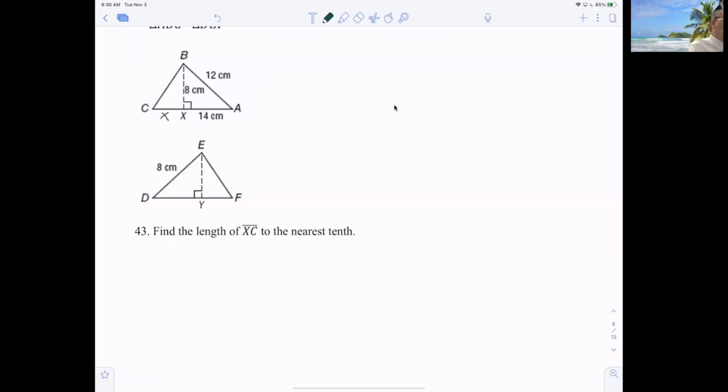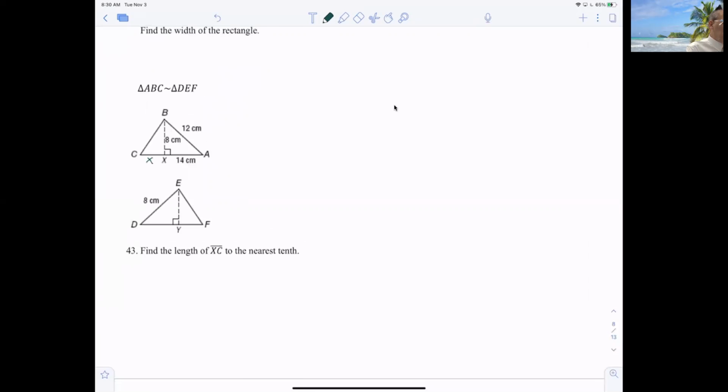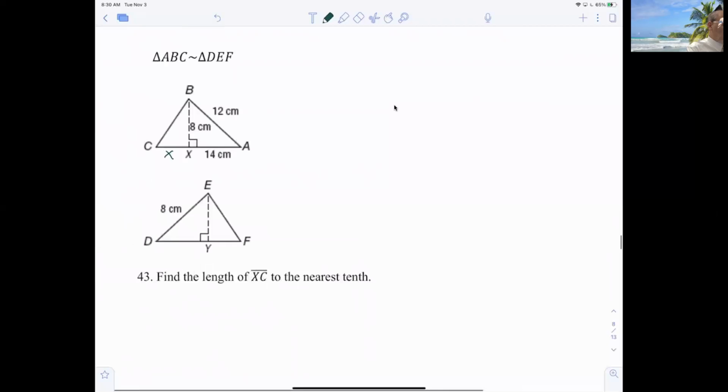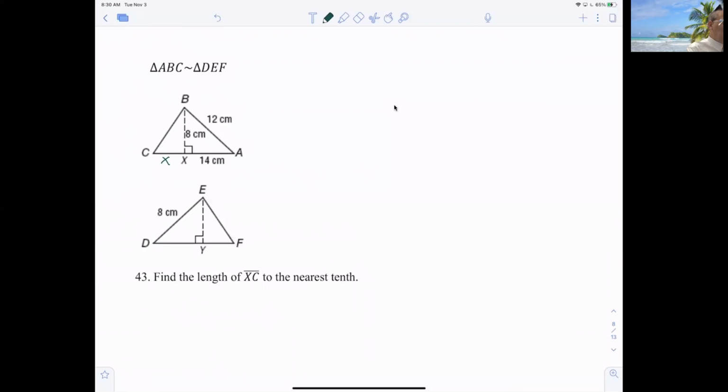So I'm trying to find this right here, right? Let me see here. Find DE. They're sneaky. DE corresponds to what? Come on, guys. So DE corresponds to AB, right? So isn't that 8 over 12, right?